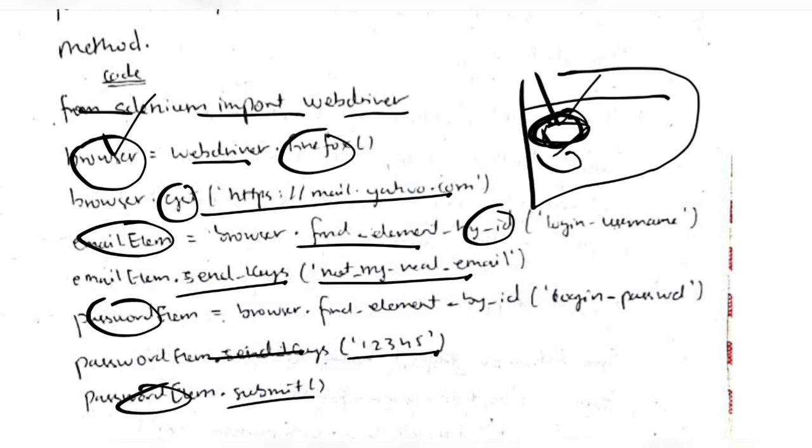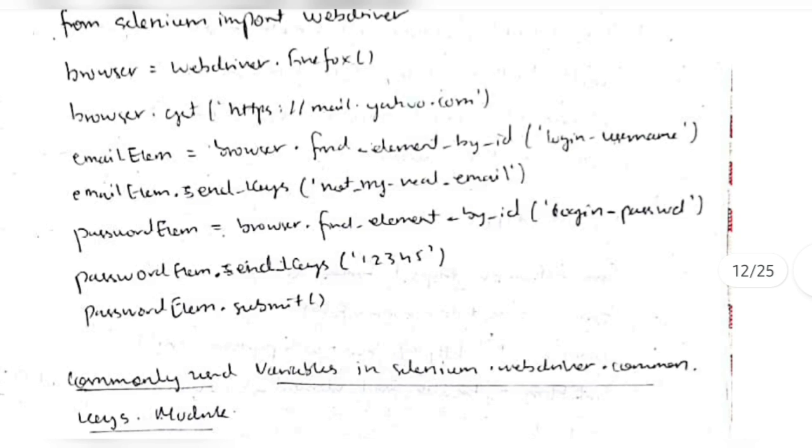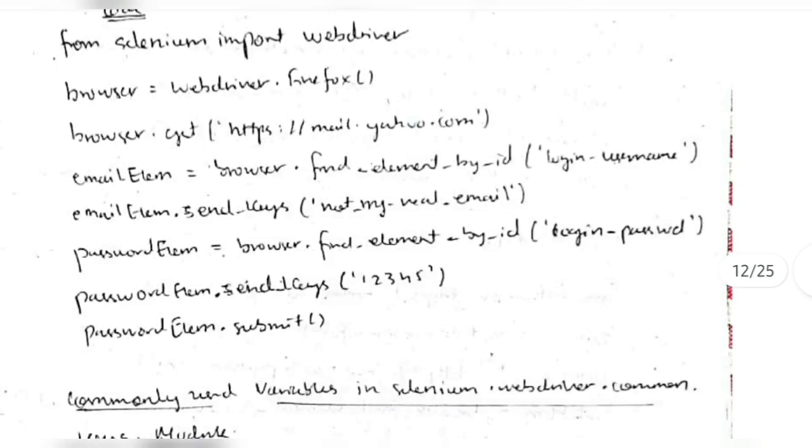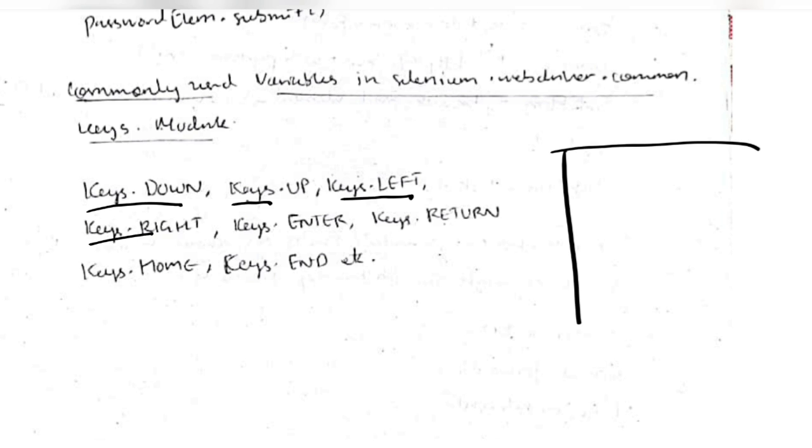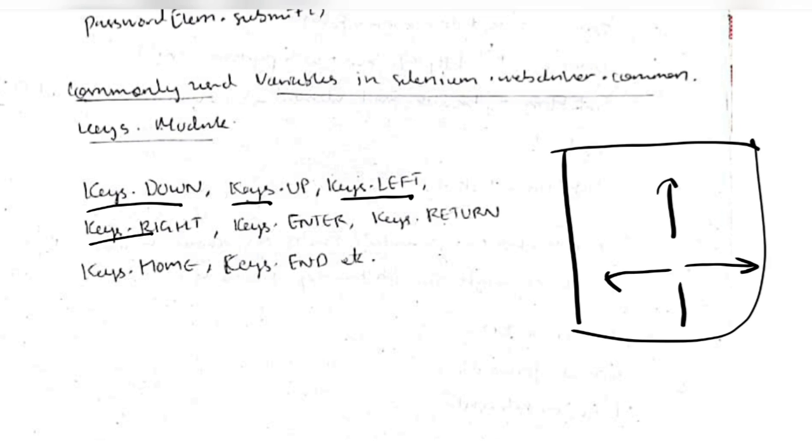Then password element dot submit, that submit will be clicked after this one. Okay, so that's how you simulate the keyboard keys. Commonly used variables are Keys.DOWN, Keys.UP, Keys.LEFT, and Keys.RIGHT. When you send these keys, the web page will be able to scroll right, left, up, and down. Okay, and Keys.ENTER will be able to enter, return, home, etc.